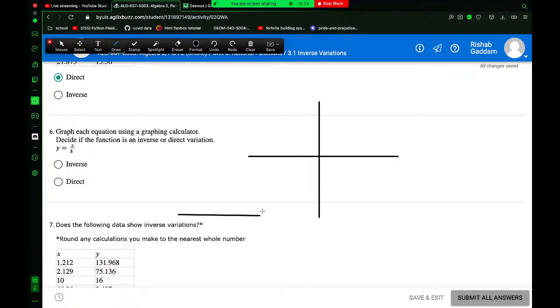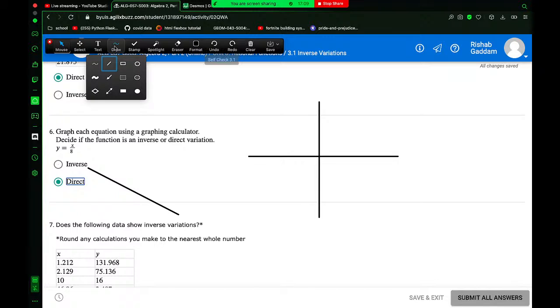Okay, I think it's an inverse, because... wait, isn't K supposed to be on the top? Yeah, you're right. That's why it's a direct relationship, because this means it's 1/8 times x. No, it's direct. This is going to be a linear. See, the slope of this is 1/8.